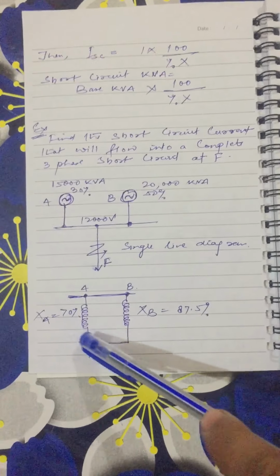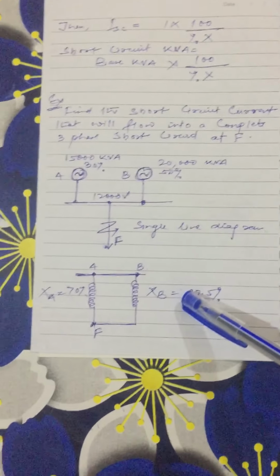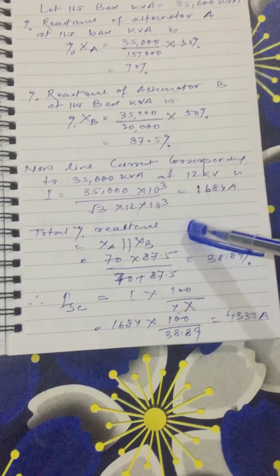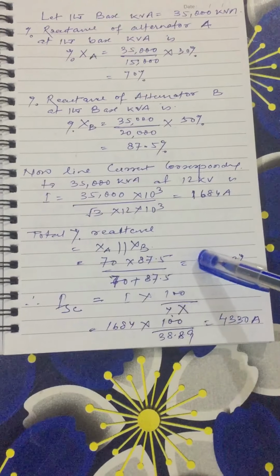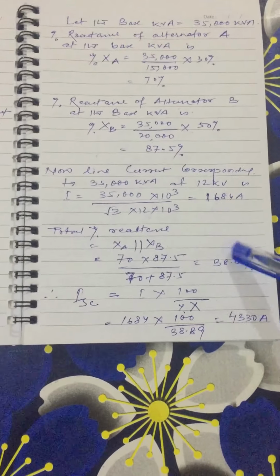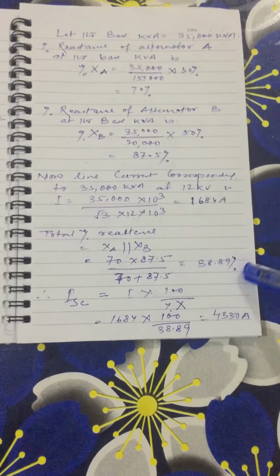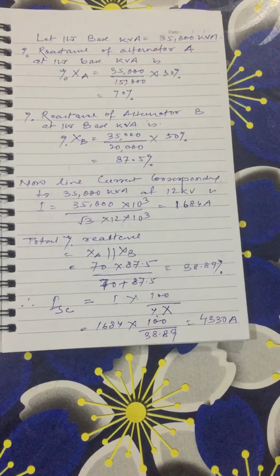Now XA and XB are in parallel with each other. So the total percentage reactance we can calculate as 70 into 87.5 divided by 70 plus 87.5, which comes to 38.89%. This is our total equivalent percentage reactance on our base kVA.